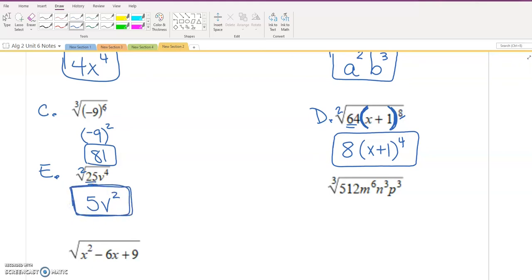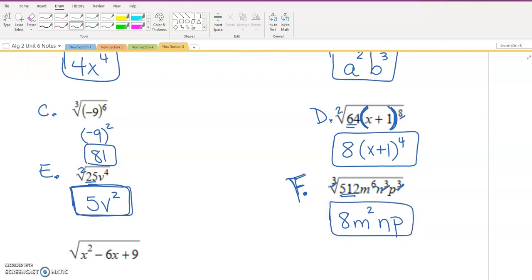All right, D. We have the cube root, or sorry, F. My fault, F. Forgot what letter of the alphabet we were on. We have the cube root of 512 m to the 6th n cubed p cubed. So first thing we're going to do is take the cube root of 512, which is 8. And now we're going to take each exponent and divide it by the index of 3. So 6 divided by 3 is 2, so m squared. All right, n cubed, so 3 divided by 3 is 1, so it's just going to be n. And then p cubed, so 3 divided by 3 is 1, so it's just p. And we're good.